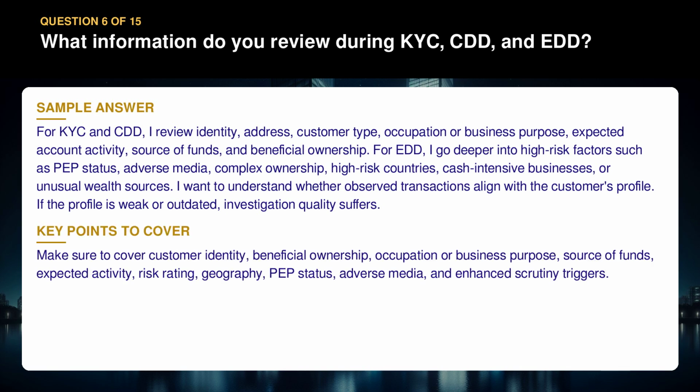Make sure to cover customer identity, beneficial ownership, occupation or business purpose, source of funds, expected activity, risk rating, geography, PEP status, adverse media, and enhanced scrutiny triggers.